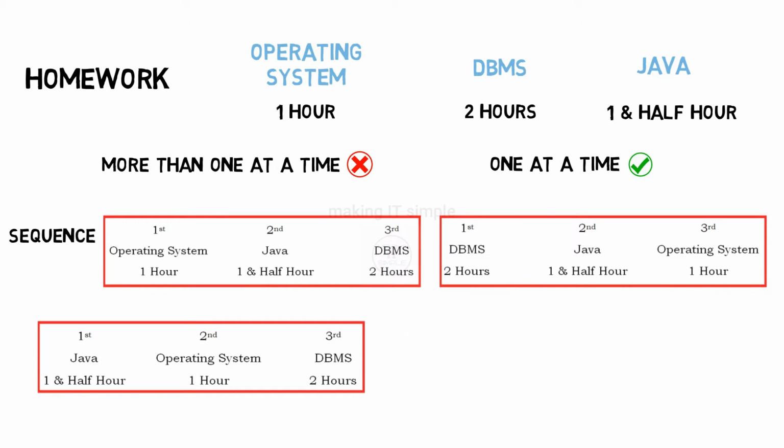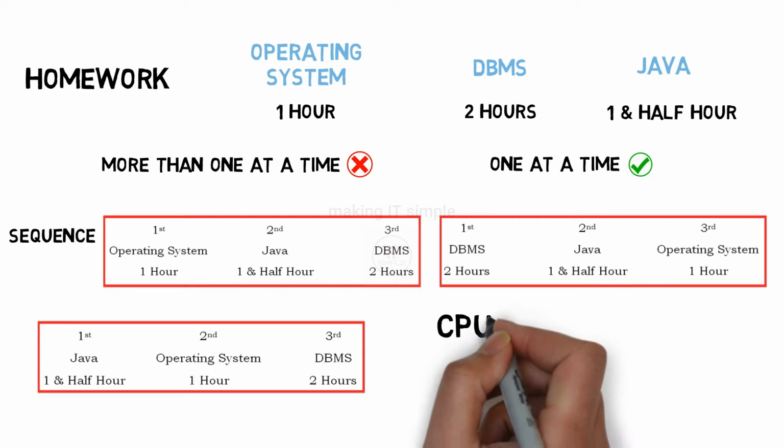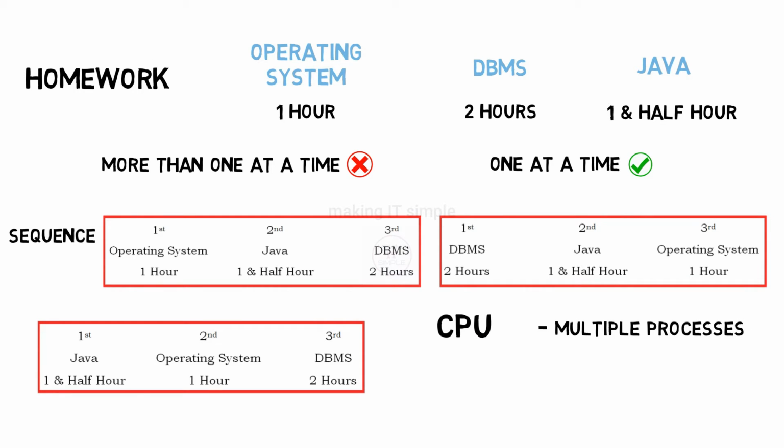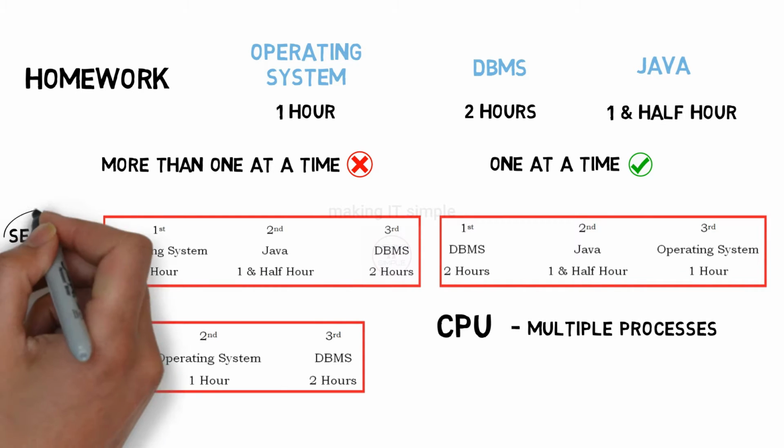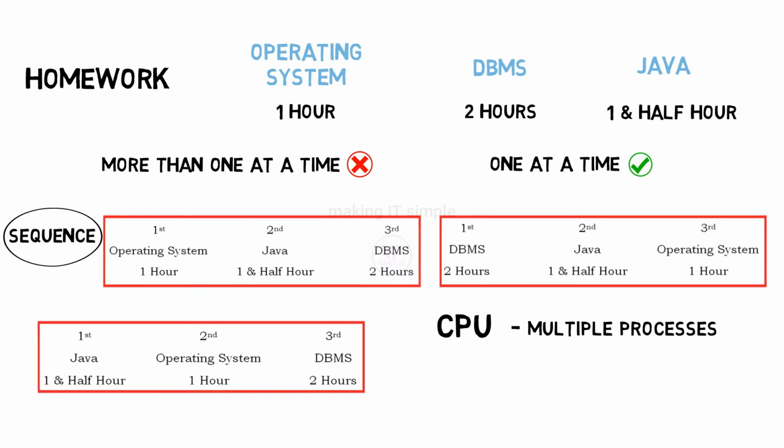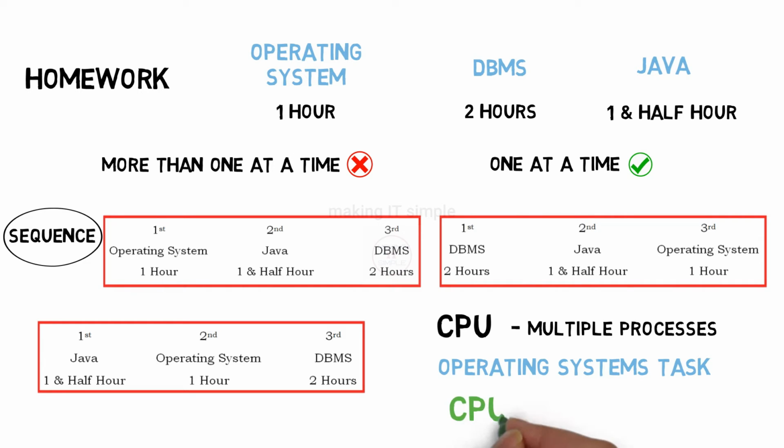Similarly, when we do multitasking on our laptops or computers, the CPU needs to execute multiple processes. So how you schedule your homework, similarly it is the operating system's task to schedule which process will get executed by the CPU and how the remaining processes will get scheduled for execution. In short, this is CPU scheduling. Let us understand the concept in depth.